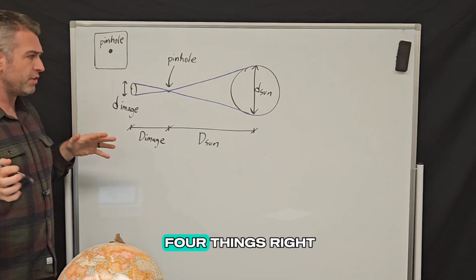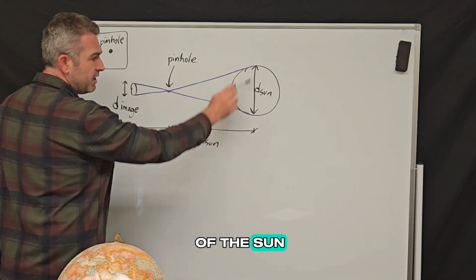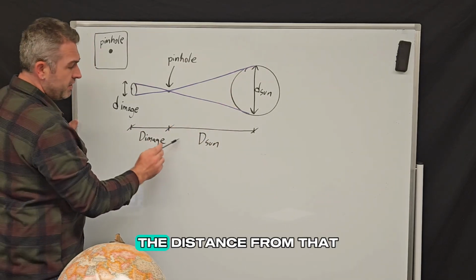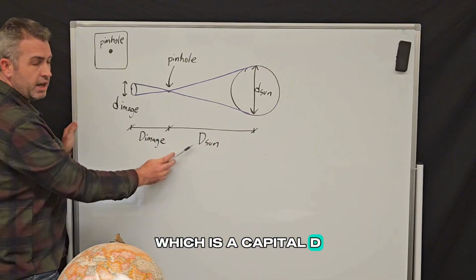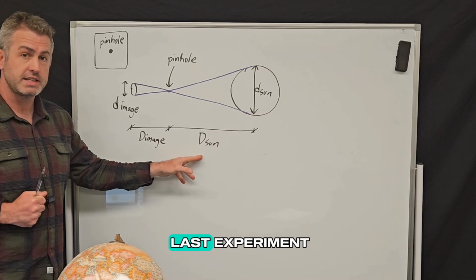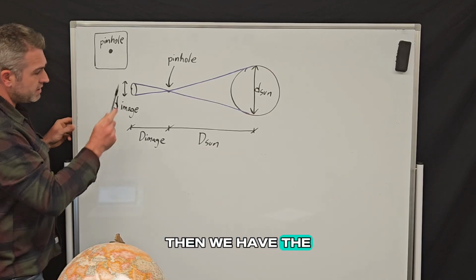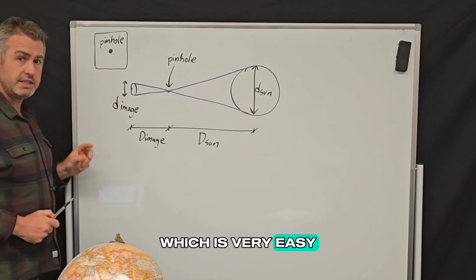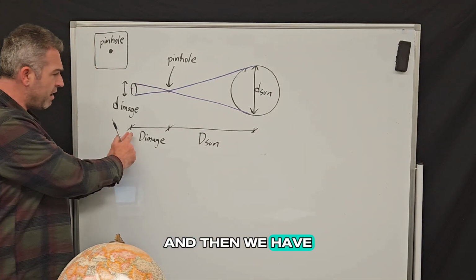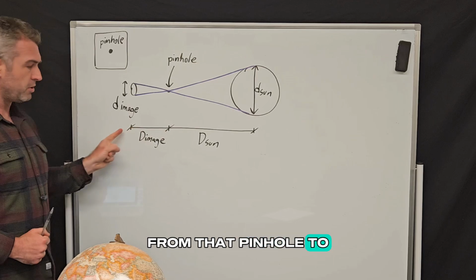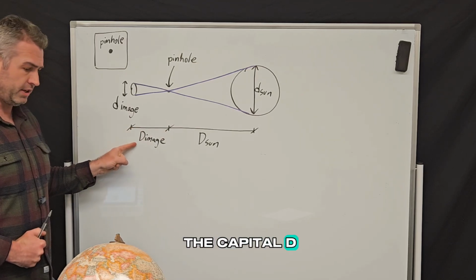And then I labeled 4 things. We have the diameter of the sun, which is a lowercase d, and the distance from that pinhole out to where the sun is, which is a capital D. That's what we figured out in our last experiment. Then we have the diameter of the image, which is very easy to measure. It's just what's projected on your sheet of paper. And then we have the distance from that pinhole to where the image is, which I showed with a capital D.